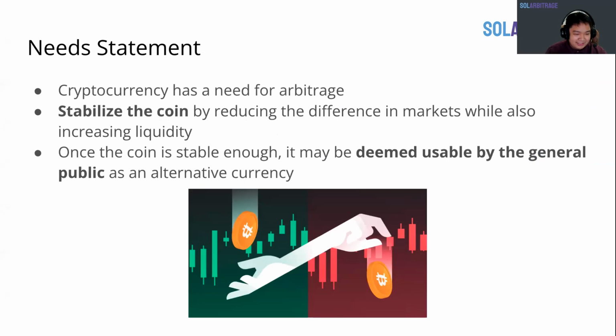An effect arbitrage has is that it stabilizes the value of its coins. Once a coin is stabilized enough, it could gain the confidence the general public needs for these cryptocurrencies to be used as an alternative currency.